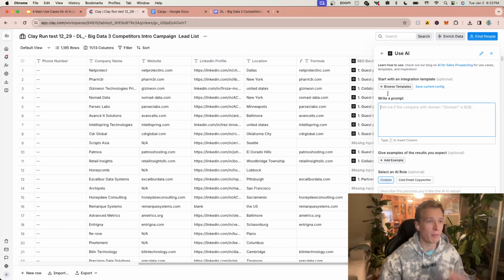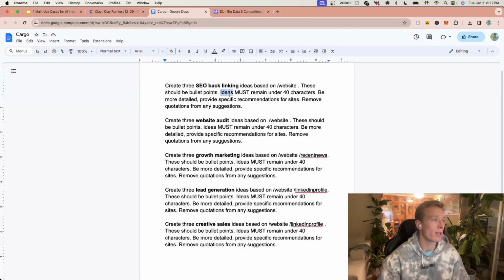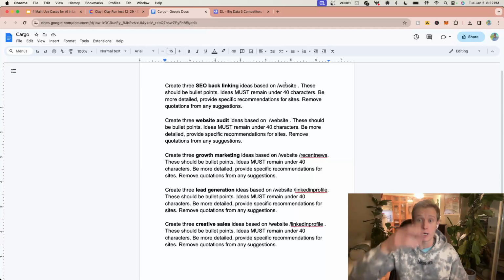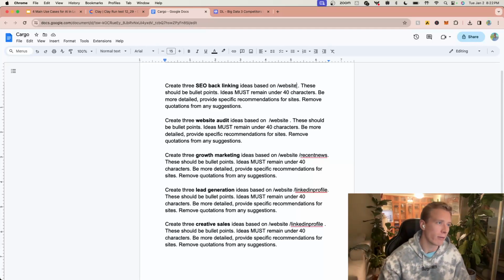The exact prompt that we're going to use here is one of these here. Create 3 SEO backlinking ideas based on /website. That's actually going to pull from one of the columns in the Clay sheet. These should be bullet points. Ideas must remain under 40 characters, right? We always want to focus on short form. Be more detailed, provide specific recommendations for sites, remove quotations from any suggestions.